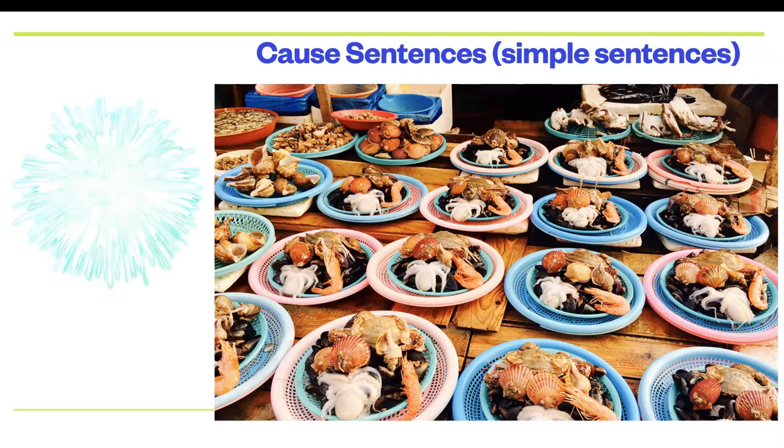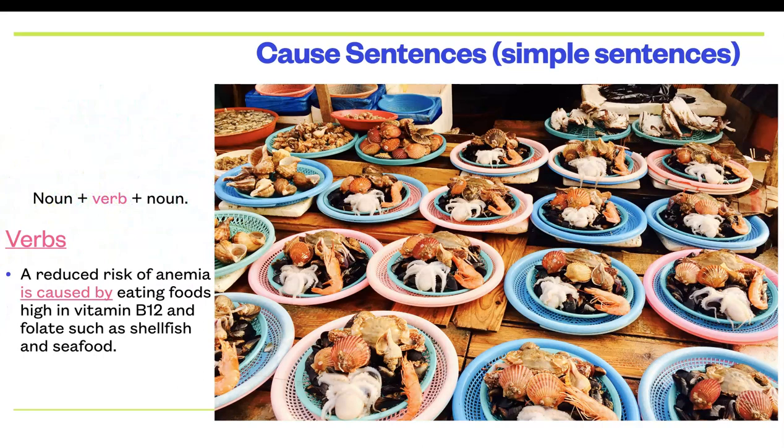Then the third example we have using noun, verb, noun with different words is this. A reduced risk of anemia is caused by eating foods high in vitamin B12 and folate, such as shellfish and seafood. So we have the noun phrase, a reduced risk of anemia. The verb is caused by, and then the noun, eating foods. So it's a gerund, eating, ing again, following this phrase.